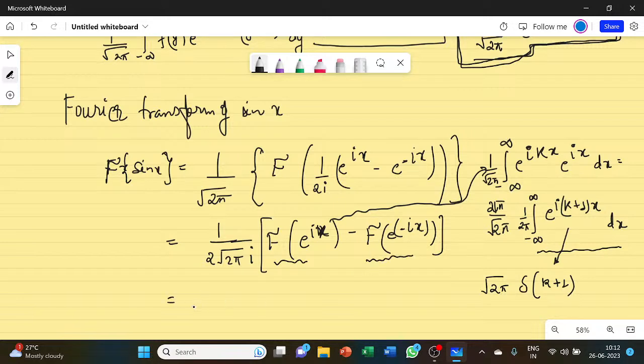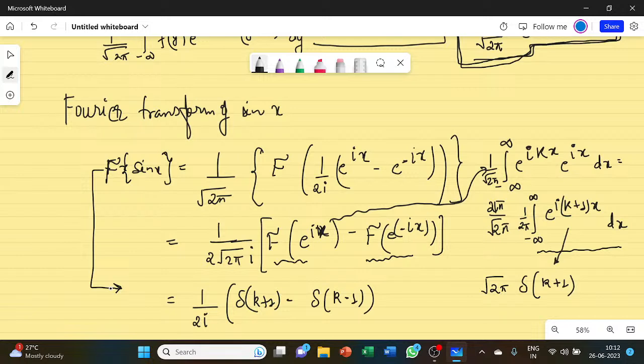So I will get 1 upon 2 iota only, because root 2 pi and root 2 pi get cancelled. This will be Dirac of k plus 1 minus Dirac of k minus 1. So this is how you can write the Fourier transform of your sine function: 1 upon 2 iota, Dirac of k plus 1 minus Dirac of k minus 1.